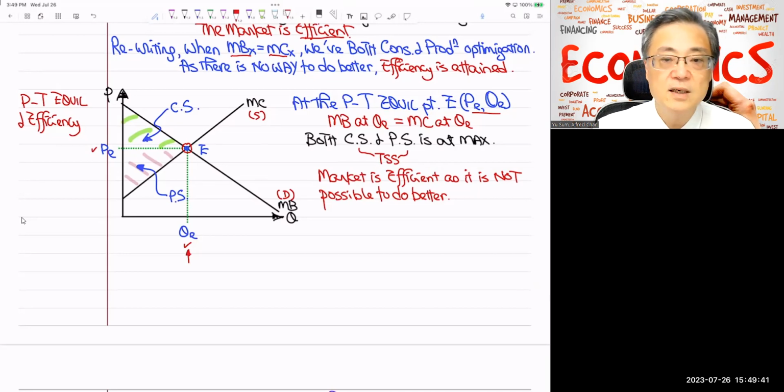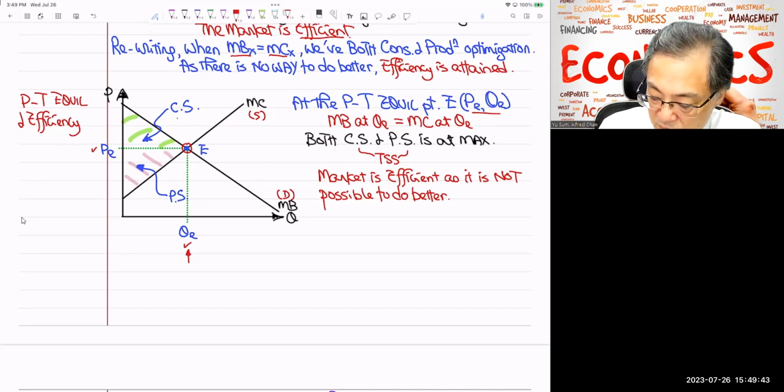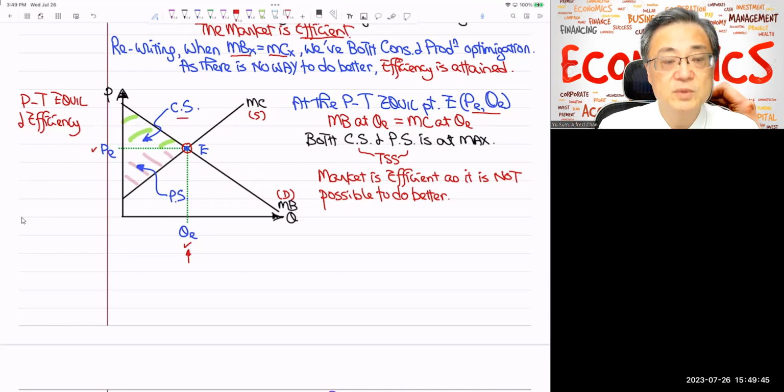So here, the market's consumer surplus and the producer surplus are both at maximum. The total social surplus is at maximum. And therefore, we say that the market is efficient, and it is not possible to do better. All right, now there's one catch here.